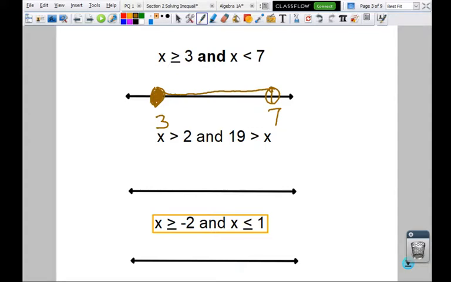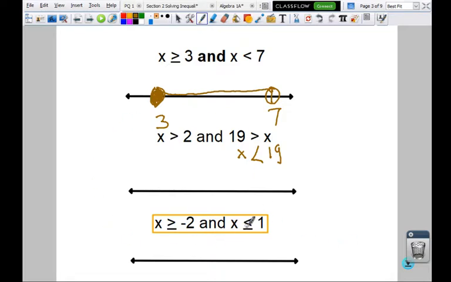Alright, so I have x is greater than 2 and 19 is greater than x. They're both on the left. That's true, but is this variable on the left side? No. So I need to make it on the left side. So I'm going to flip x and 19, and don't forget, when I flip the x to the left, you gotta flip this thing in the middle. How about now? Can x be bigger than 2 and less than 19?